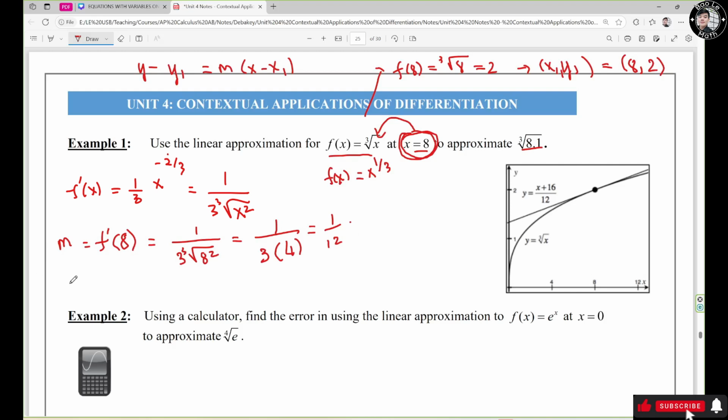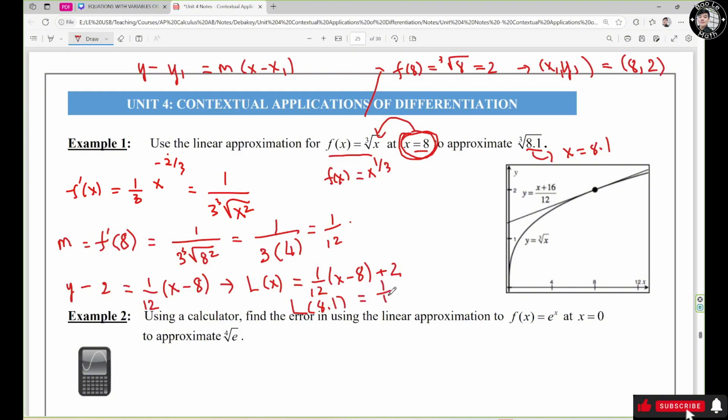So you have the equation y minus y1, which means y minus 2 equals the slope, 1 over 12, times x minus x1, where x1 equals 8. Now I need to add 2 to both sides, so it turns out to be y, which in this situation is L of x, I just name it differently, equals 1 over 12 times x minus 8 plus 2. I need to approximate cube root of 8.1, so x in this situation is 8.1. So I need to calculate L of 8.1 equals 1 over 12 times 8.1 minus 8, which is 0.1, plus 2. So the answer should be 2 plus 1 over 120.